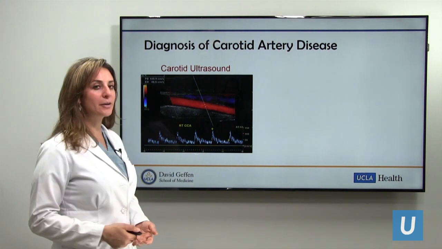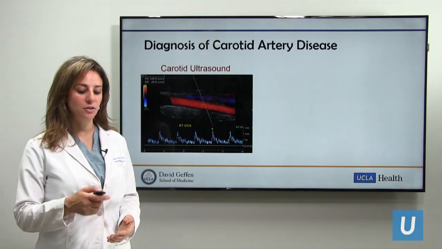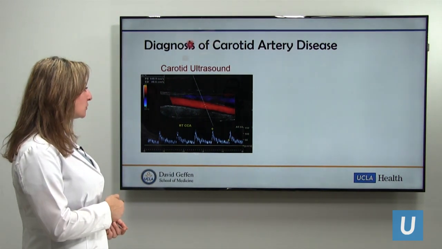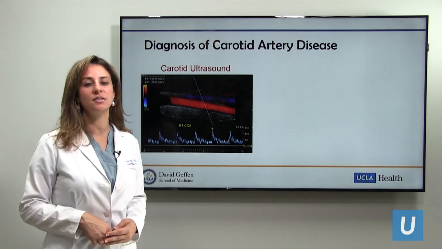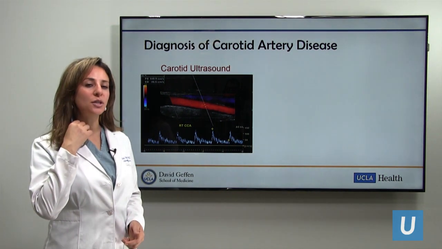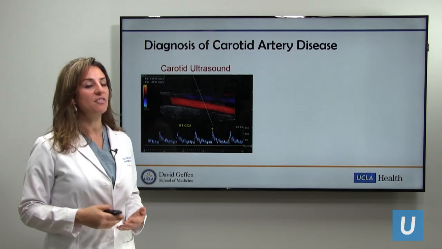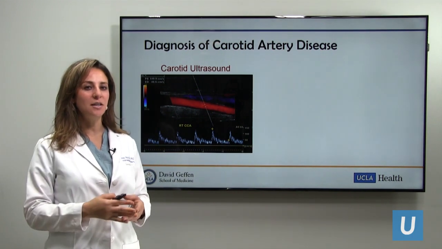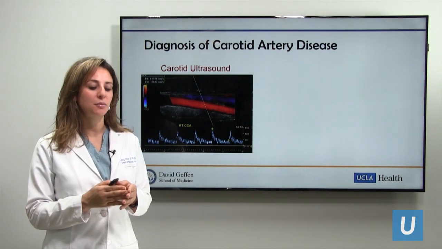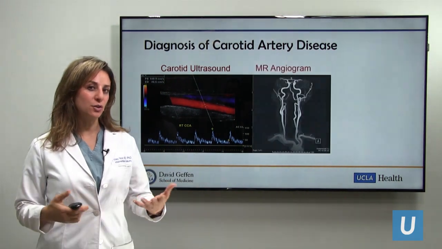There are 3 different types of modalities or different types of imaging you can get. One is a carotid ultrasound. That's the simplest and least invasive, where they put an ultrasound probe just on the neck and are able to detect how fast blood is flowing. If blood is flowing too fast, it indicates that perhaps there's an area of narrowing.